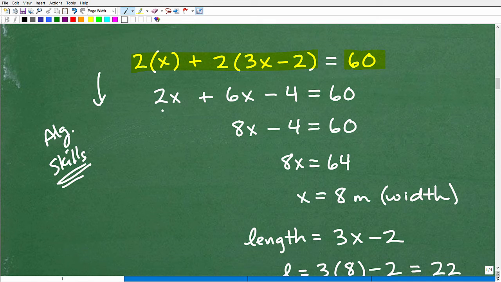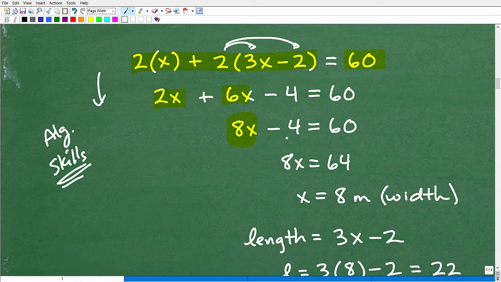So this is 2x, that's 2 times x, and then here I have to use the distributive property. So 2 times 3x is 6x, 2 times this 2 is 4, is equal to 60. Now I'm looking at this equation. I need to go ahead and combine like terms. So 2x and 6x is 8x. That's 8x minus 4 is equal to 60.